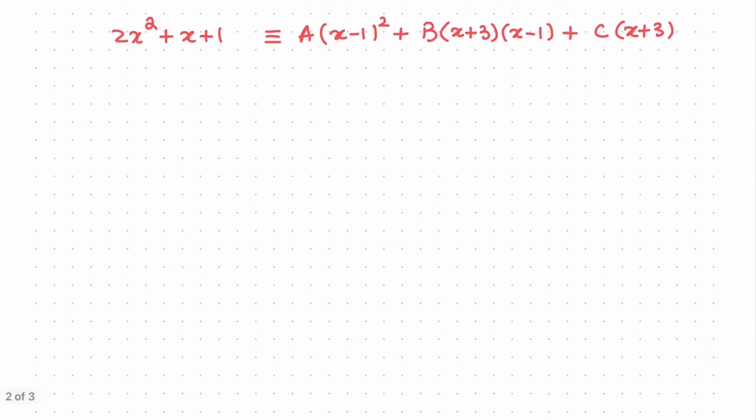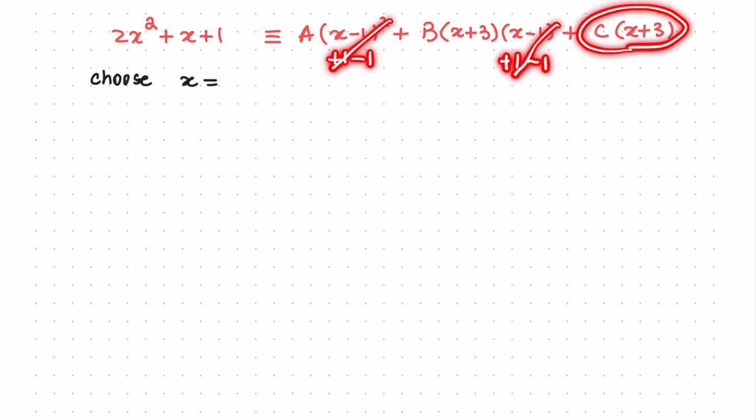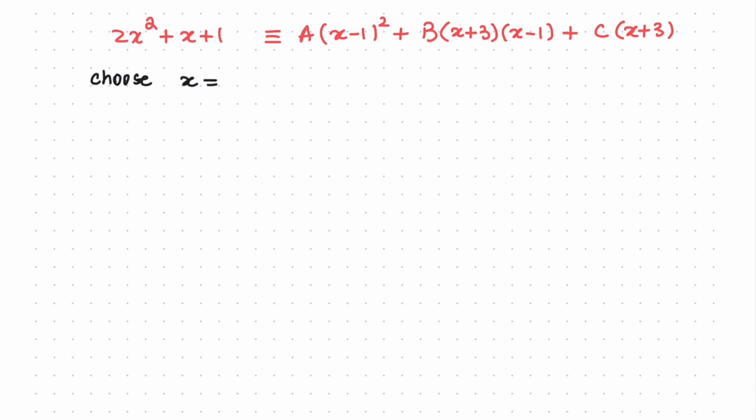Okay, this is not an equality, this is an identity, and the difference between an equality and an identity is that an equality is valid on a limited number of values of x, but this identity is valid for any value of x. So this allows us to choose any value of x that we want, and we're going to choose these values very smartly. If I choose x equal to positive 1, then this term will cancel out, this term will also cancel out, and only this term will remain.